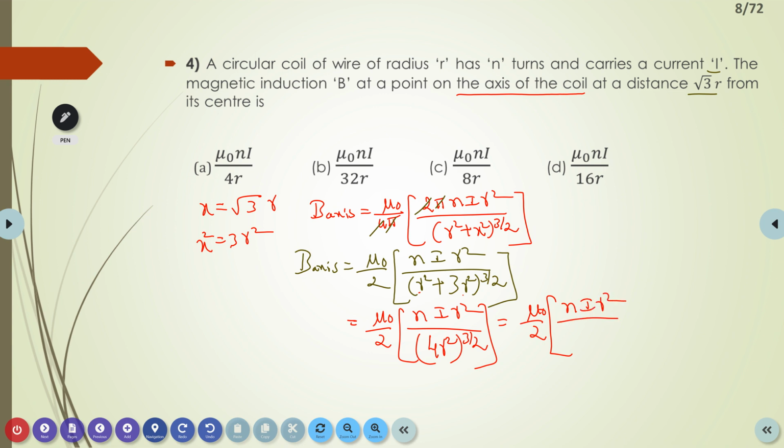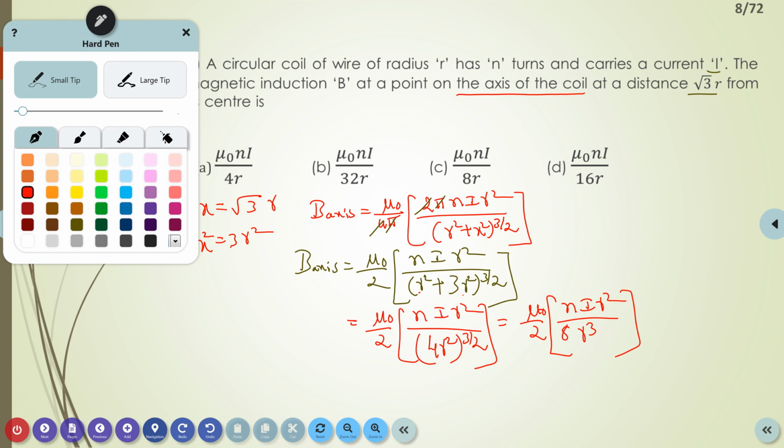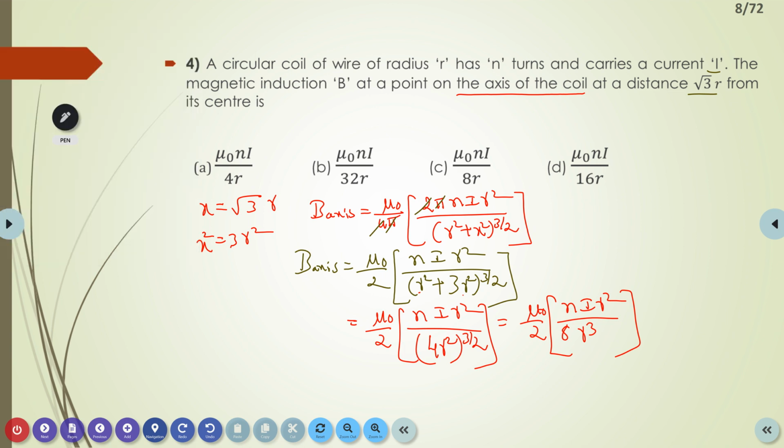This is equal to mu naught divided by 2 N I R square. 4 square root is 2. Cube means what? 8. And this is what? R cube. Here you say 1R square, 1R cube gets cancelled here. Then what is left is 1R left here. So that becomes mu naught N I divided by what? 16 into what? R. So this is the right choice.